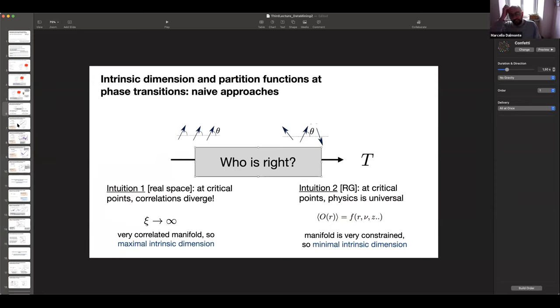This is exactly the question that we posed a few years ago. We didn't know. They are really predicting the opposite. One is predicting a maximal intrinsic dimension at the critical point, and the other one is predicting the minimum. So what's the truth? First of all, let me stop now. Is it clear what the challenge is? What are these two tensions, RG and real space? Or do you have questions?